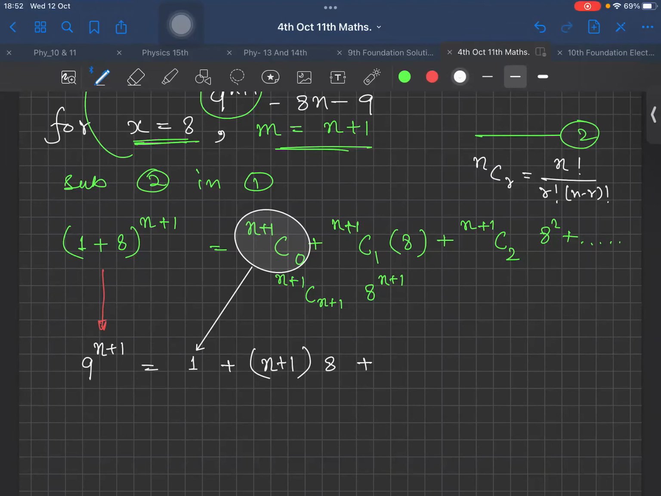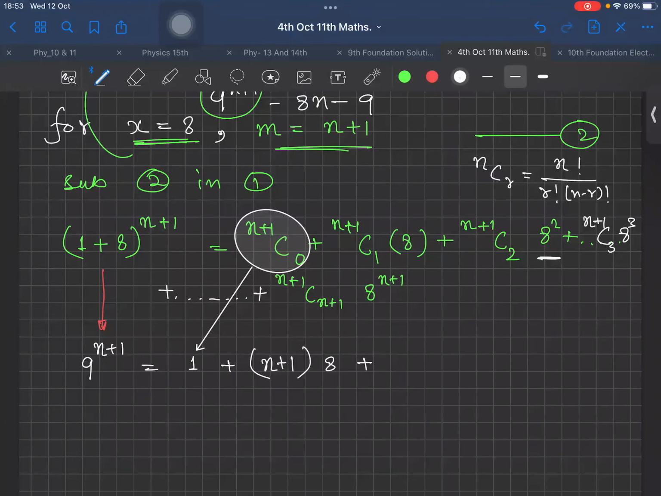Okay, so can we take this 8 square after this? The term will be n plus 1 C3 8 cube, right? Like that, the term will go on. Isn't it? Yes or no? Anybody is getting or not? Anybody is having doubt, anything, please tell me. No, sir. You understood everything?